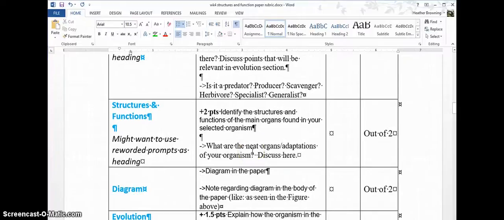Structures: what are the neat organs and adaptations that your organism has, right? So you're an anteater, you have a really long tongue. You're a tapir, you have that, not a trunk, but you still have a really cool snout that moves around.